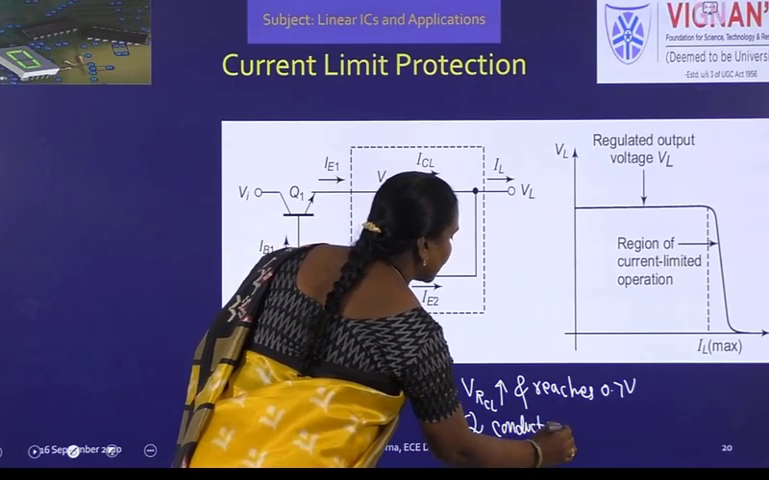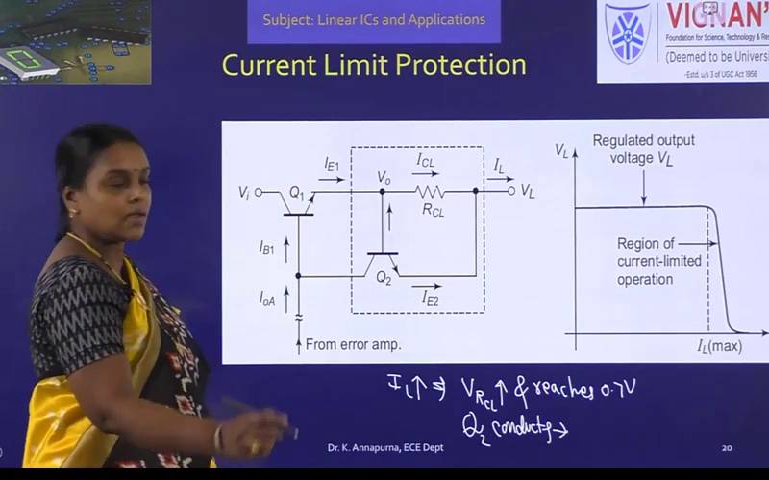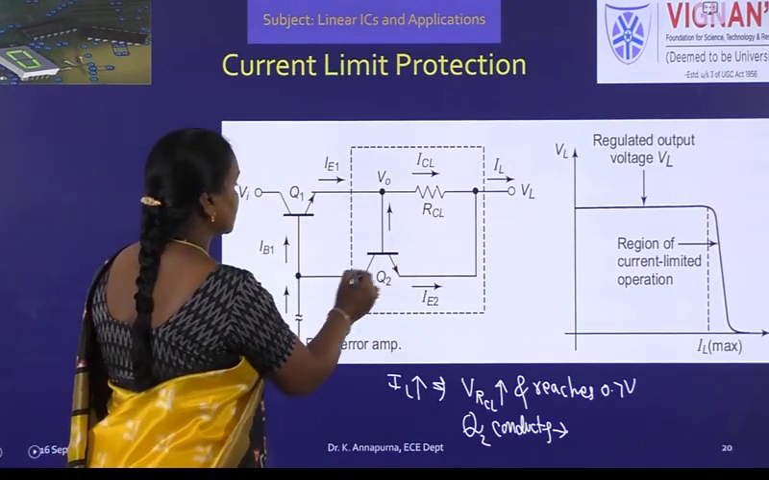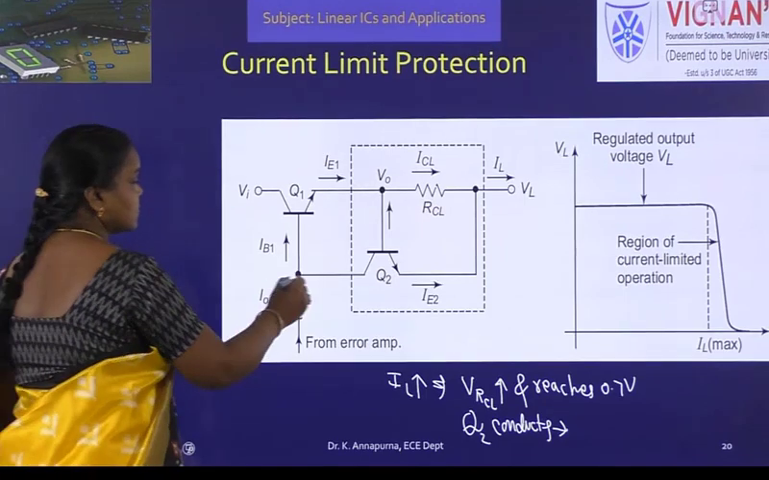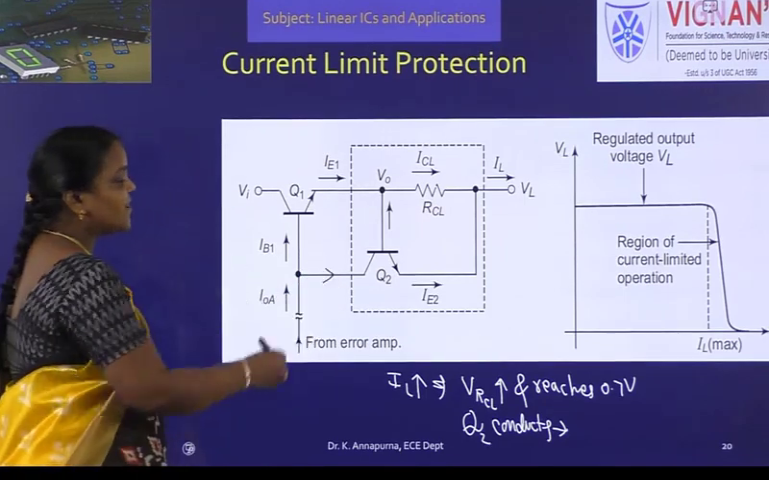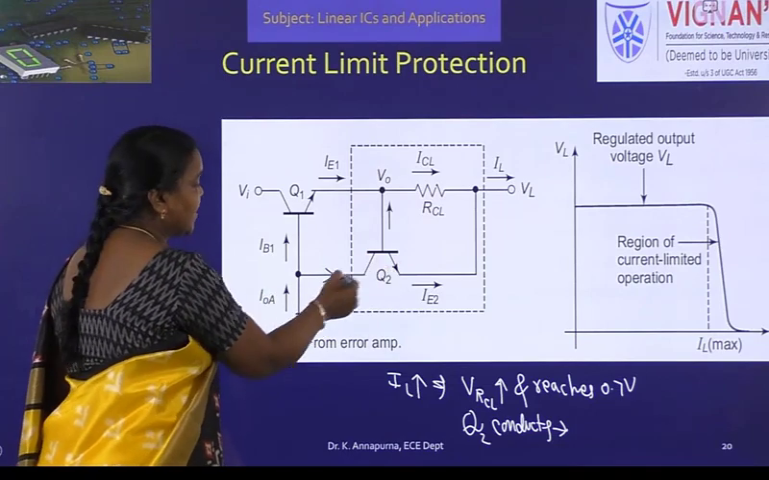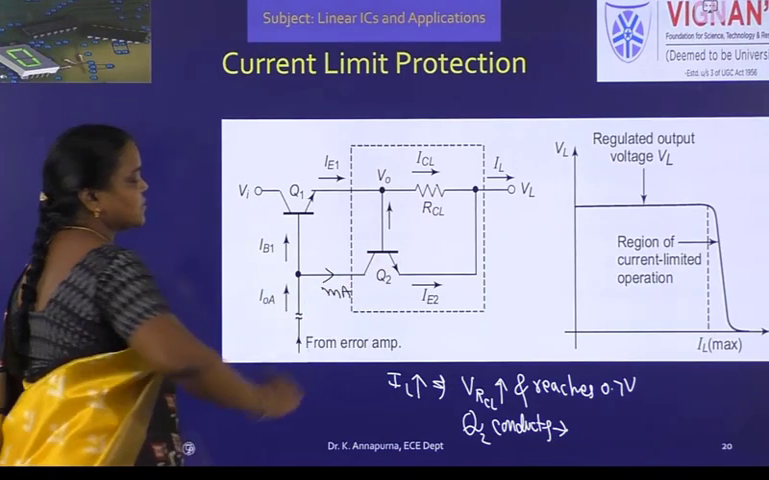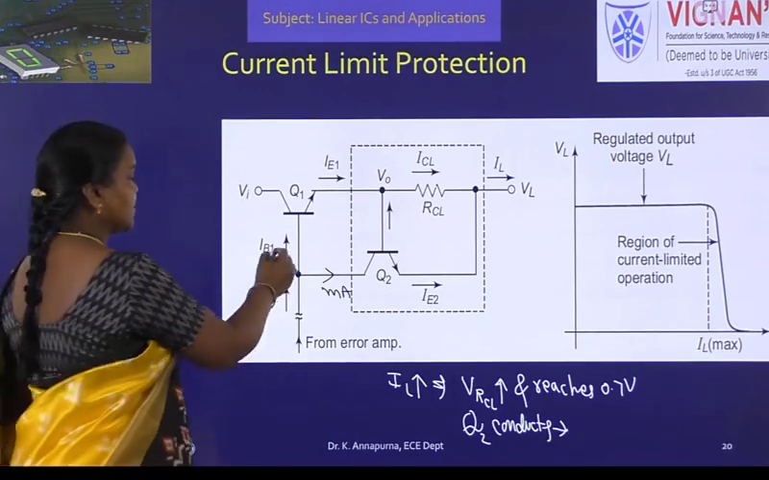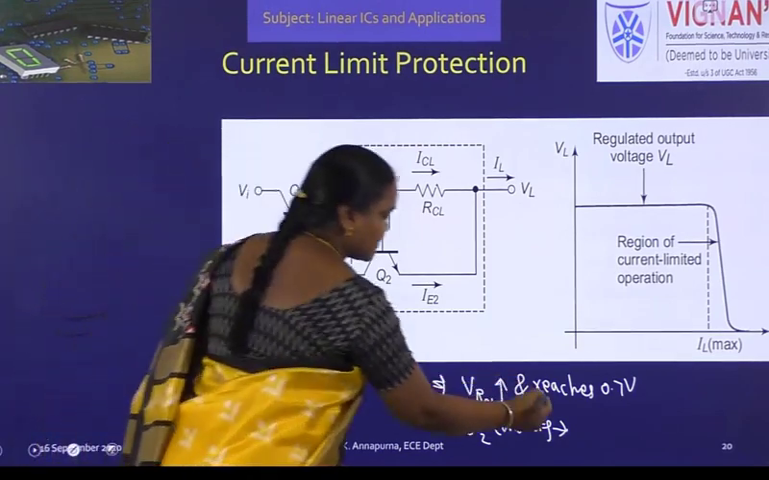So when Q2 conducts, what happens? When Q2 conducts, it draws current. Previously, when it is not in the conduction state, there is no current, but now it is drawing current in the order of milliamperes. Now what happens? The base current will decrease.